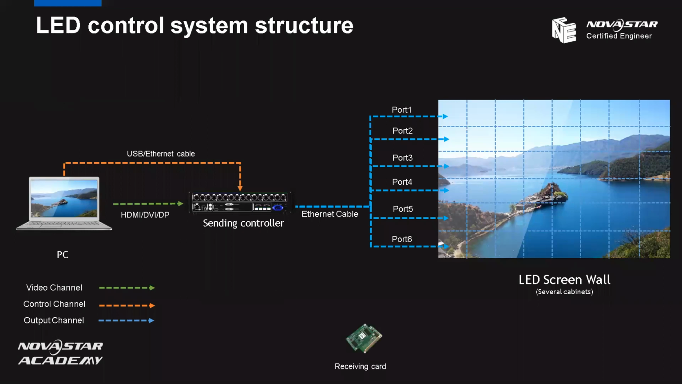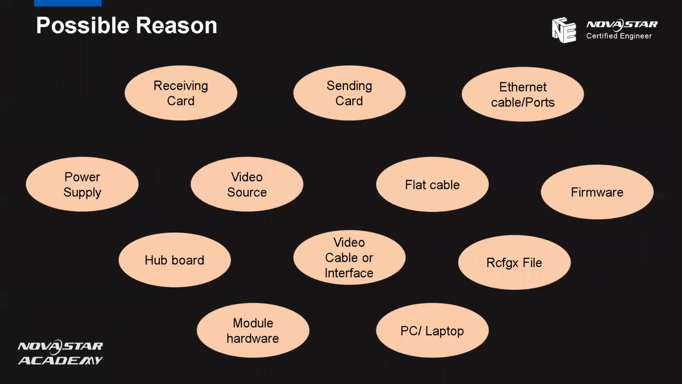it could be the LED screen itself. Inside each panel, it has a receiving card, it has a hub board, and a flat cable to connect between the hub board and the LED module. And it may also be caused by the LED module itself. So we have to do the troubleshooting step by step. Here, I listed all of the possible reasons for the flickering issue. So the receiving card hardware issue, or receiving card configuration file, receiving card firmware, the video source, or maybe the power supply. All of those factors can cause the screen flickering.